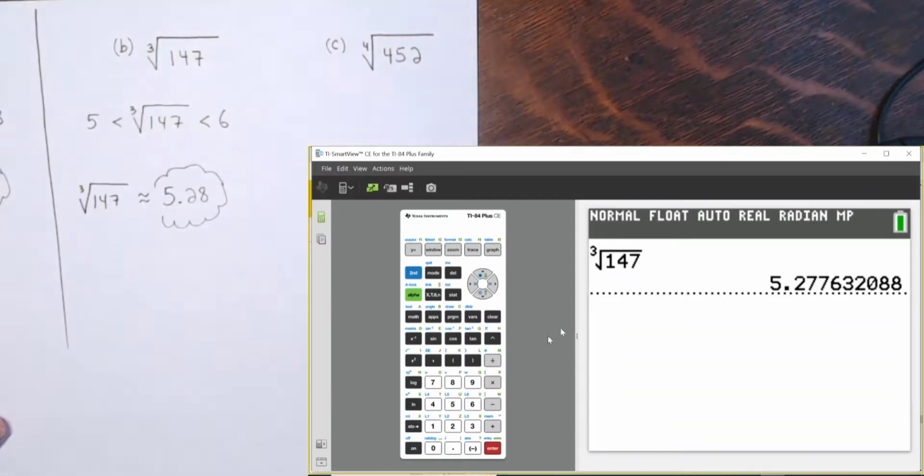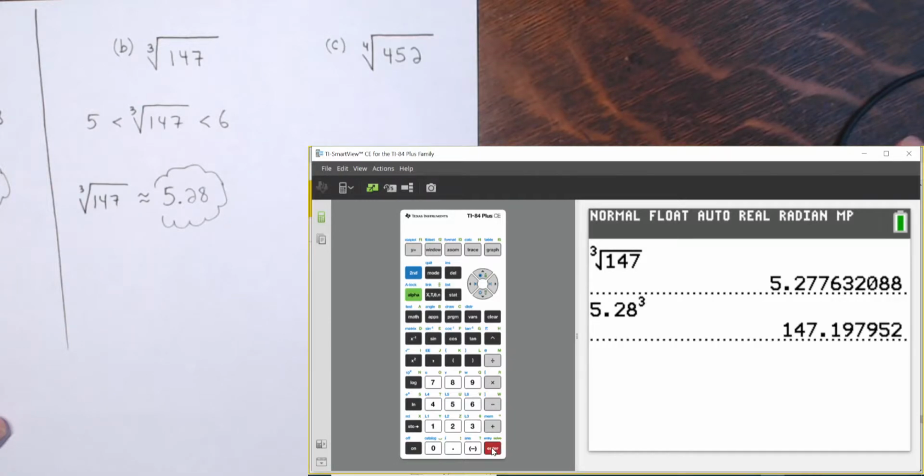And let's test that out, see if that's a reasonable approximation. Take 5.28. We're going to raise it to the third power, because this is a cube root, and see if we get something that's close to 147. Oh yeah, definitely. That's close to 147.